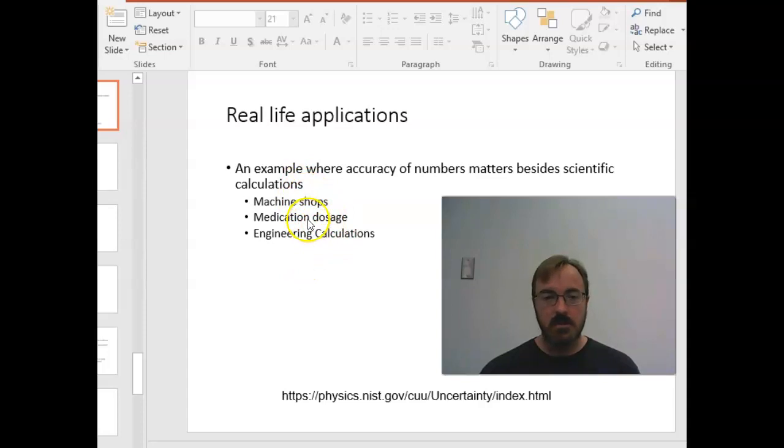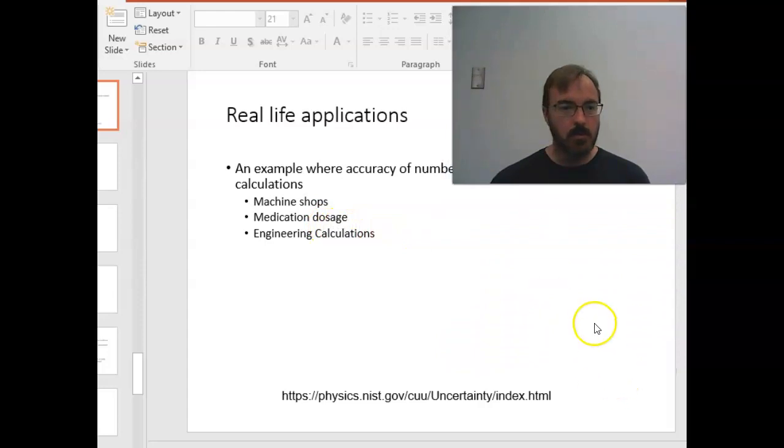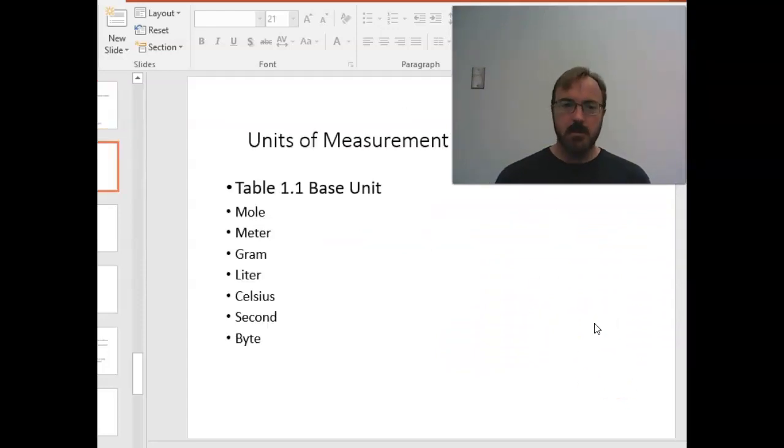Medication dosage, just to give you another one. The accuracy and the precision matters when we're determining those values. All right, so a couple of real-world examples. A little bit on units of measurement. We're going to use several different units over and over again. Just want to throw a couple out there.